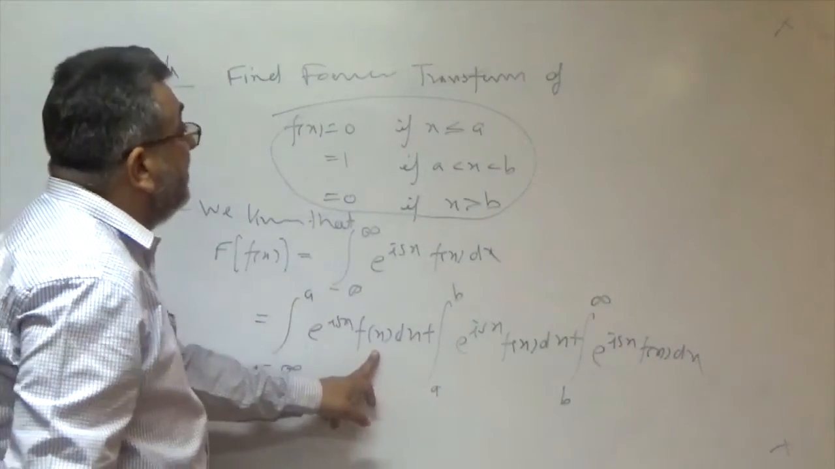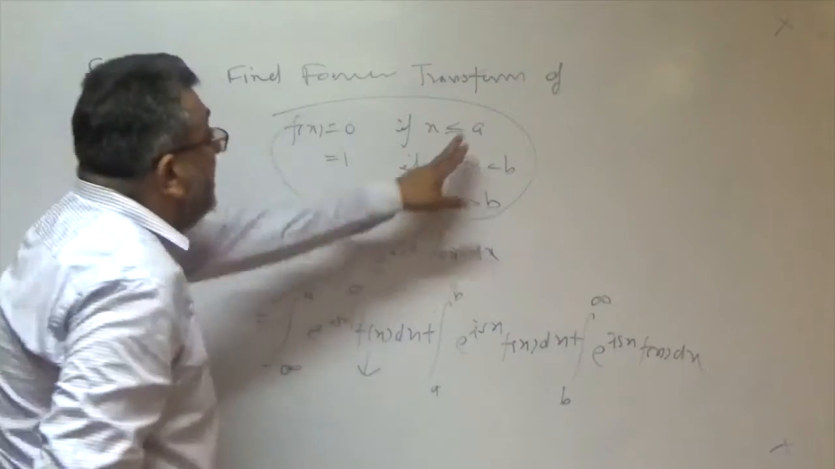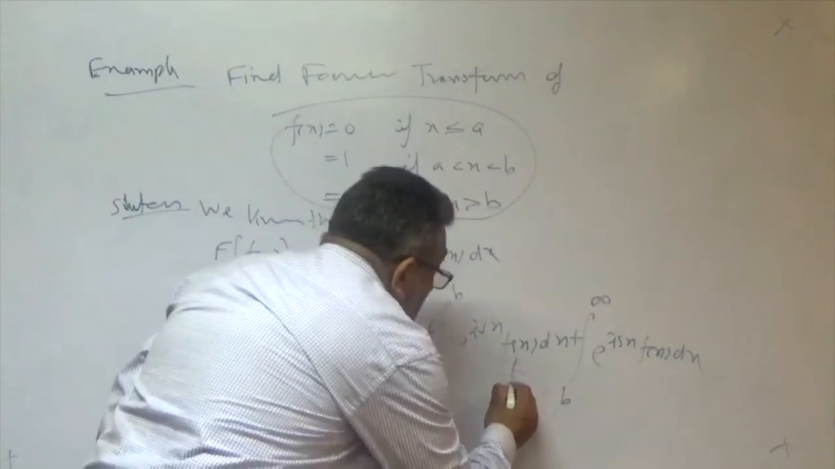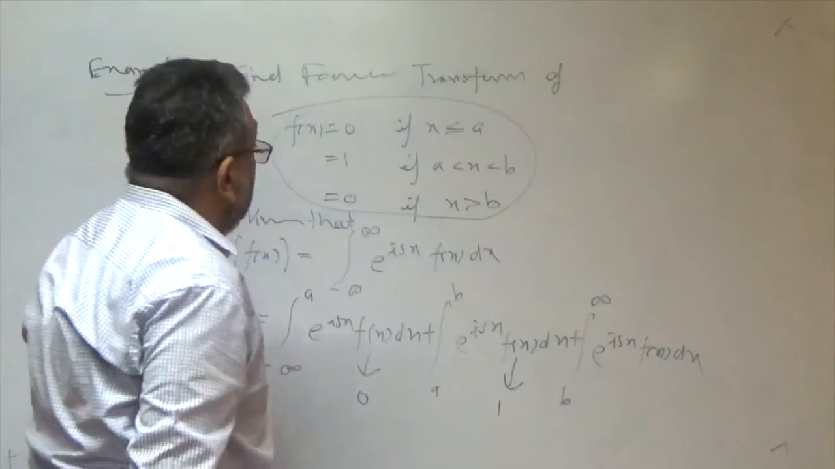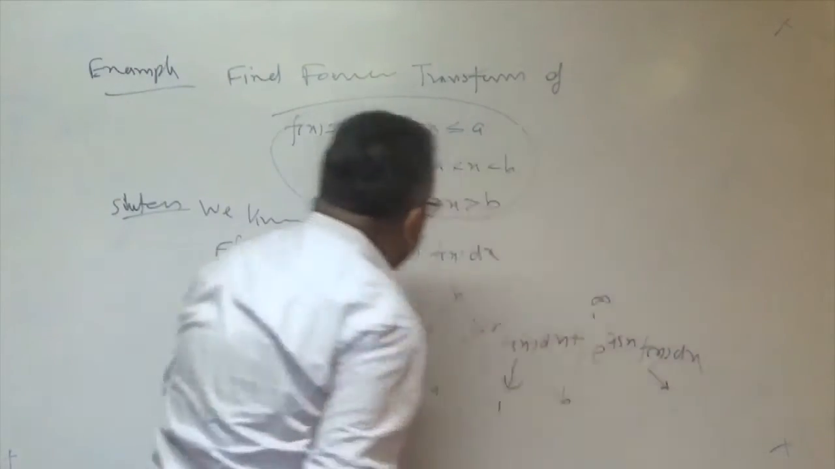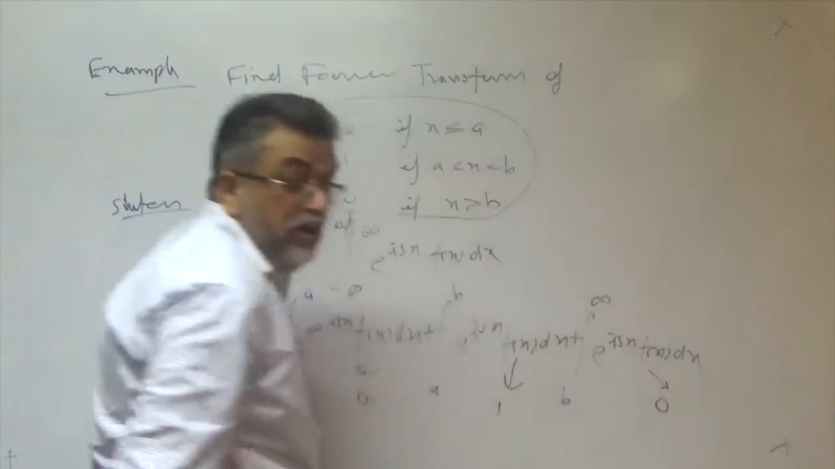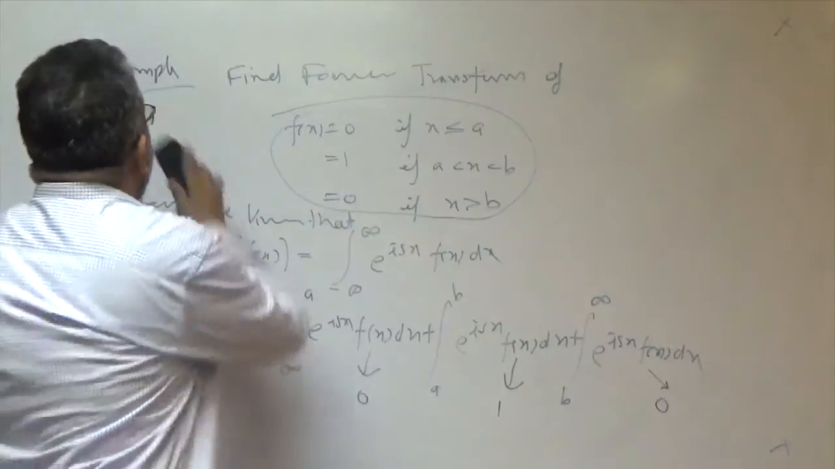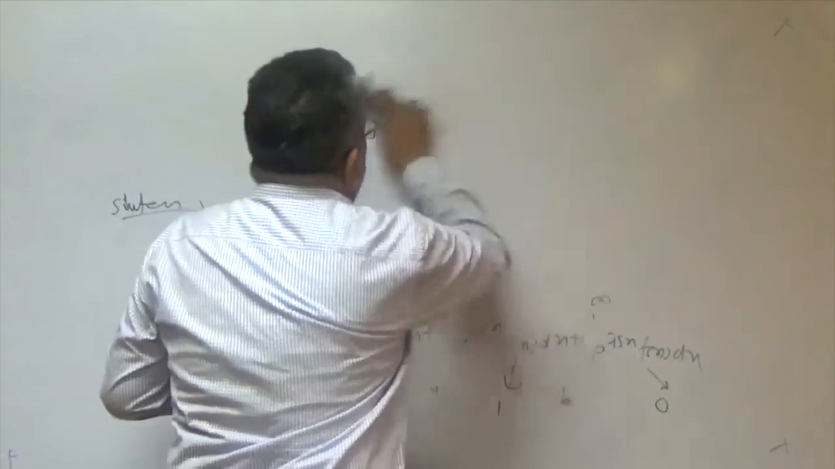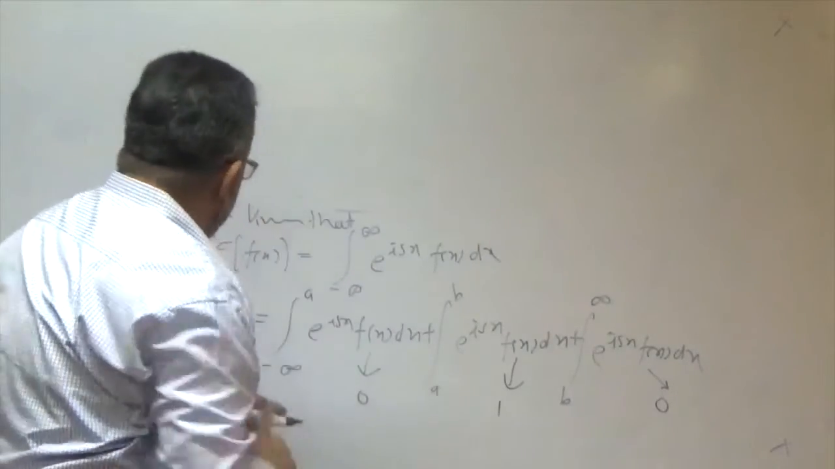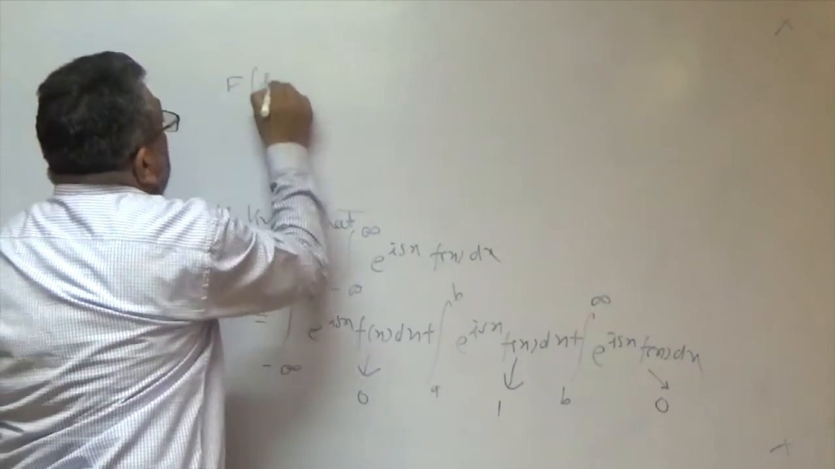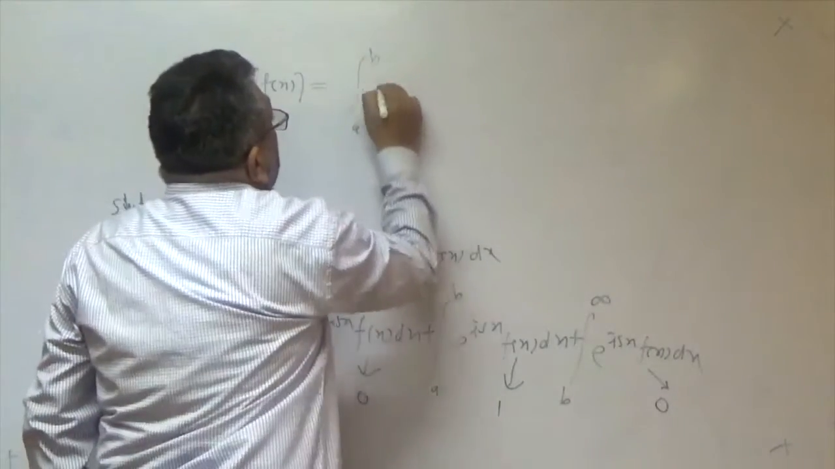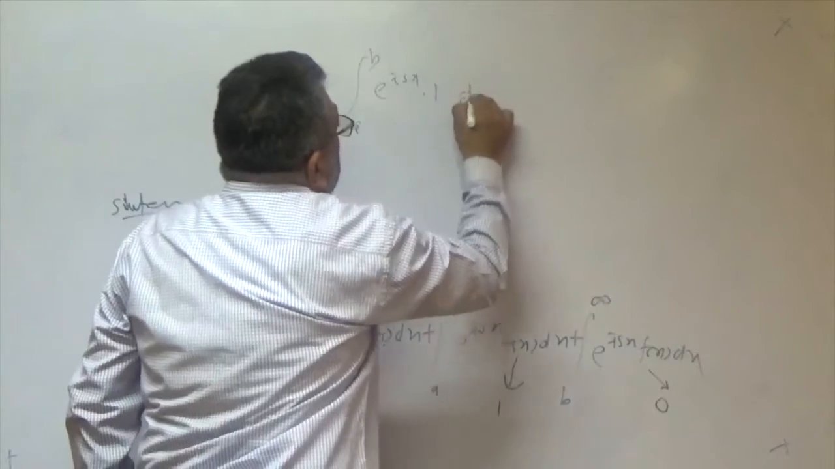In the first case, f(x) is 0 because for x less than a, f(x) is 0, so this integral is 0. In the second case, f(x) is 1. In the third case, when x is greater than b, again f(x) is 0. So the first and third integrals are 0. And finally, we get F(s) equal to the integral from a to b of e to the power isx into 1 dx.